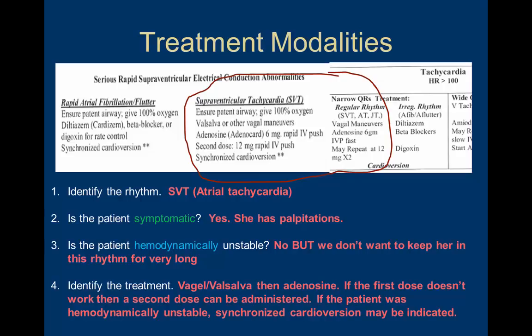And adenosine is really the only drug that is used for SVT. Adenosine is the usual drug for SVT. And more than one dose can be given. If the first dose doesn't work, then a second dose can be administered. And then if the patient was hemodynamically unstable, note that synchronized cardioversion could be indicated. Any patient that's talking to you has a pulse, and that's why synchronized cardioversion could be indicated.